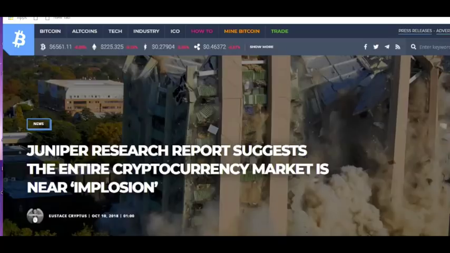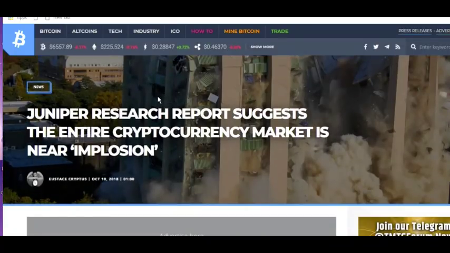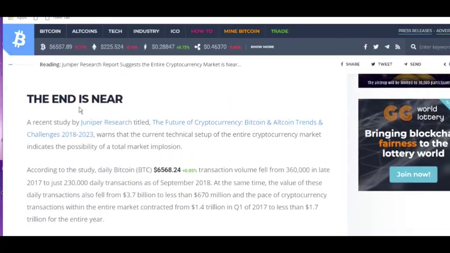governments. So this last article I have out of Bitcoinist, the Juniper Research report, suggests the entire cryptocurrency market is near implosion. So the end is near, apparently. A recent study by Juniper Research titled The Future of Cryptocurrency, Bitcoin and Altcoin Trends and Challenges 2018 through 2023 warns that the current technical setup of the entire cryptocurrency market indicates the possibility of a total market implosion.